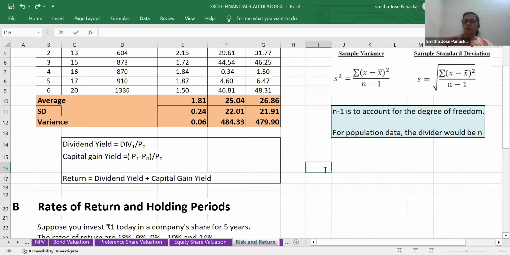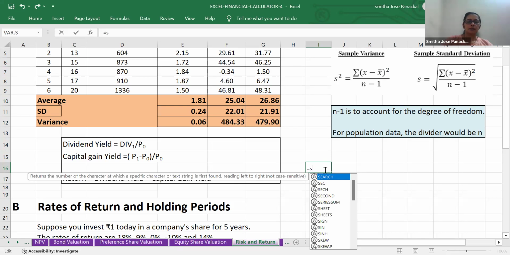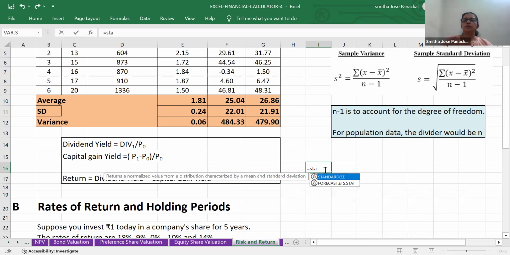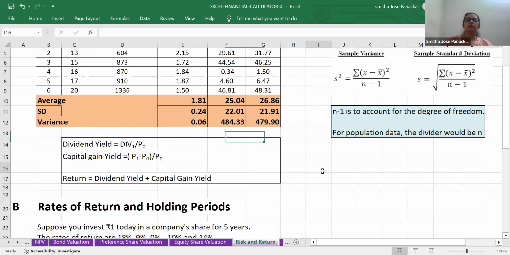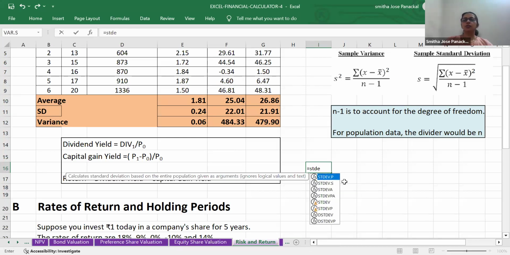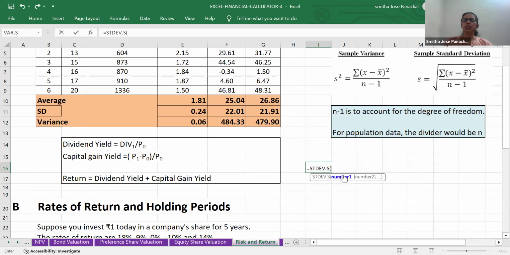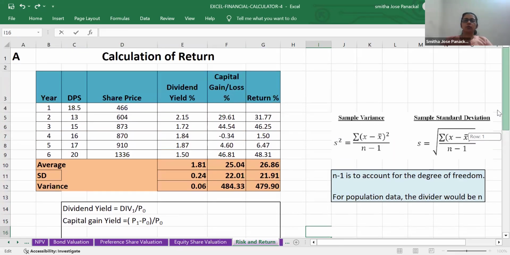Okay, when I enter equal to, then when I type standard deviation, okay, this Excel function equal to STDEV. Here also you can see two options, dot P and dot S. You select dot S and you just select the range. Like that you can do the calculation with the help of Excel functions. Okay, hope it is clear.